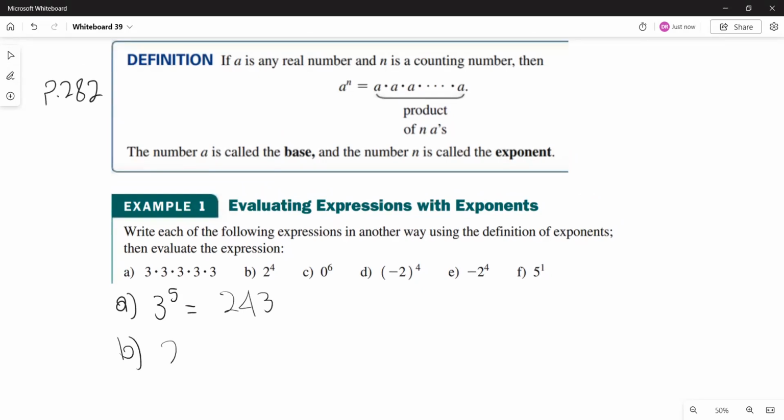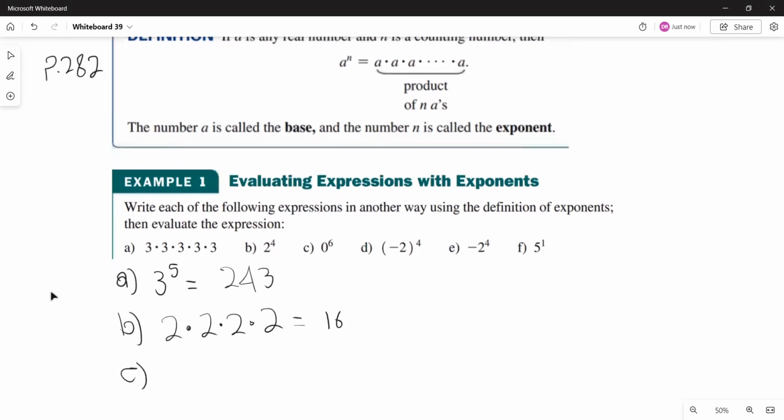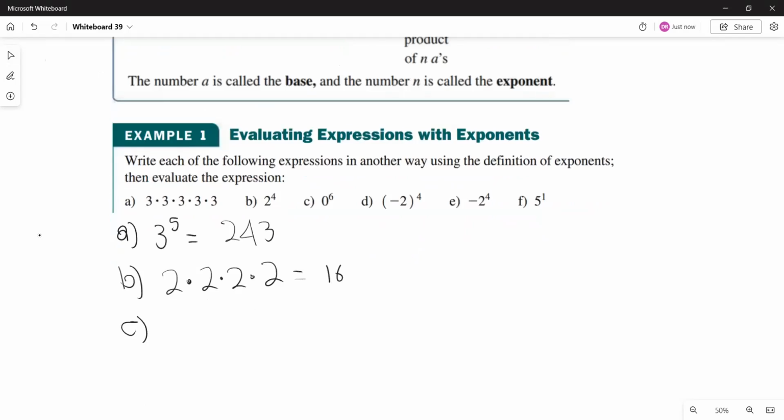B, 2 to the 4th power is a product of 4 twos. And a product of 4 twos is going to be 16. Part C, 0 to the 6th power is a product of 6 zeros. But any number multiplied by 0 is 0. And 0 multiplied by itself 6 times is going to be 0.